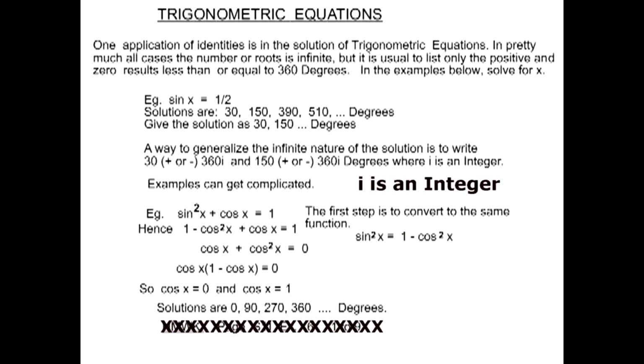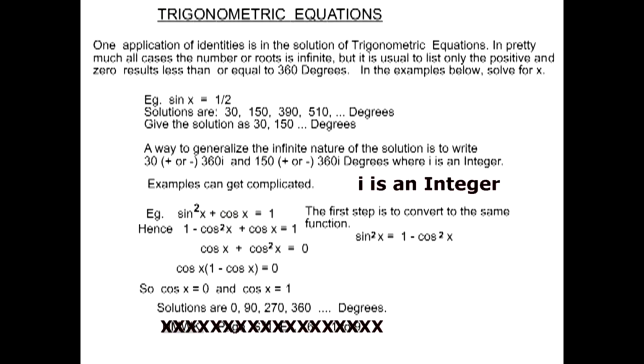One application of identities is in the solution of trigonometric equations. Concentrate on the second example that I have here, where the equation has two functions, sine x and cos x. We need to change the functions so that they are just either sine x or cos x. I have decided to change the sine squared x into 1 minus cos squared x and substituted. So what you end up with is 1 minus cos squared x plus cos x equals 1.